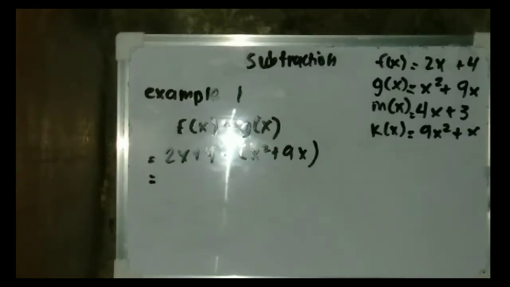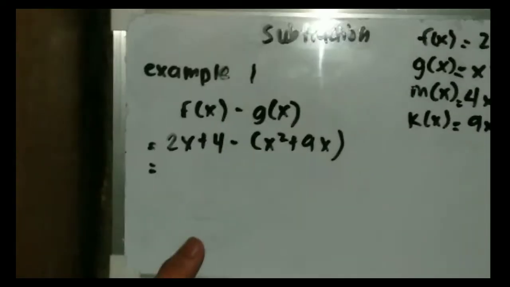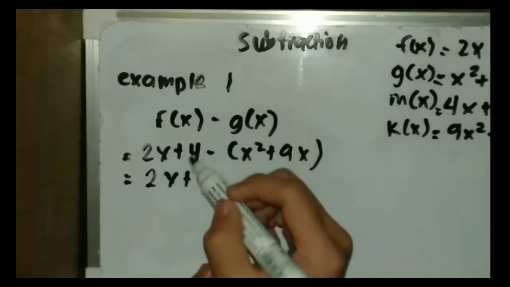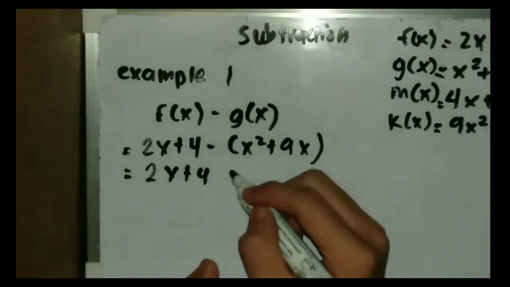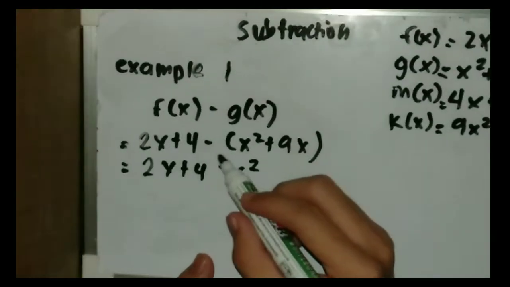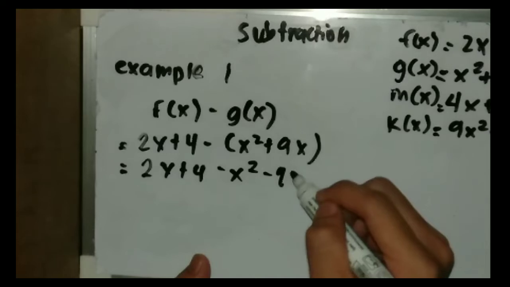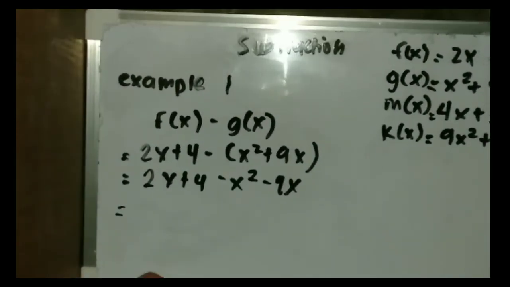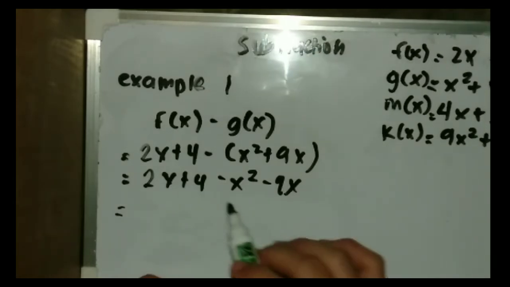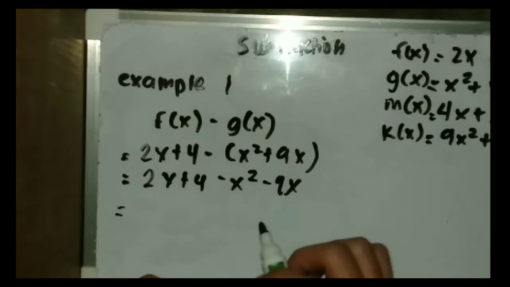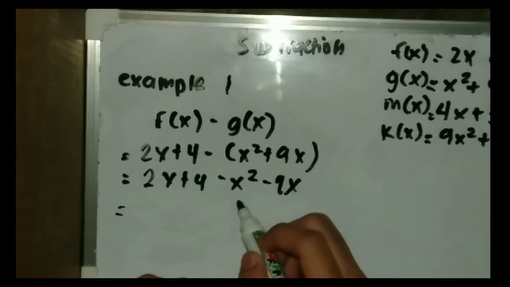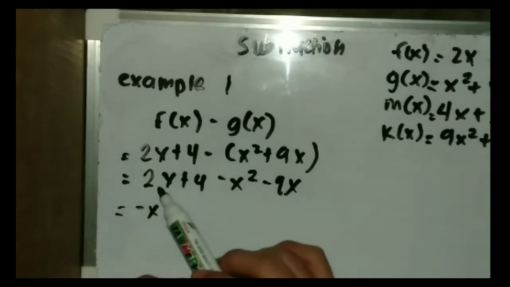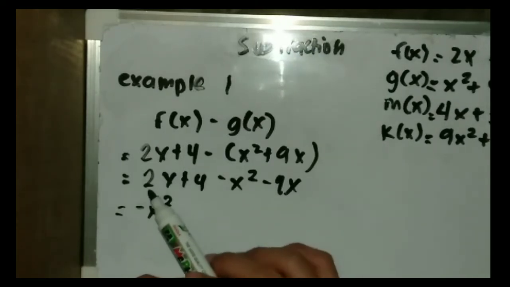So, bago po tayo mag-proceed, ipagta-times po natin yung negative sa second term. 2x, ikakopy lang po natin, 2x plus 4, negative times positive x squared is equals to negative x squared. Negative times positive 9x is equals to negative 9x. So, ayan na po. Pwede na po tayo mag-proceed sa pagka-calculate. Ang first term po na kailangan natin hanapin is yung may exponent, which is yung negative x squared po. So, i-bring down lang po natin siya. Negative x squared.